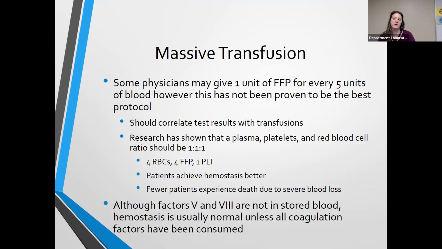It used to be thought that you would give 1 unit of FFP for every 5 units of red cells. Research has shown that is not appropriate. And so it is that 1-to-1-to-1 ratio, 4 red cells, 4 plasma, 1 platelet, okay? That will allow the patient to maintain their hemostasis most appropriately.